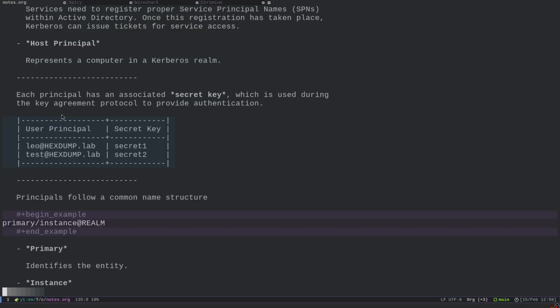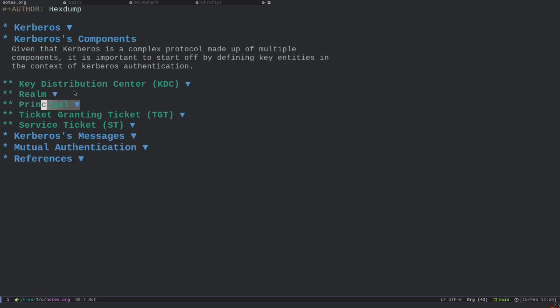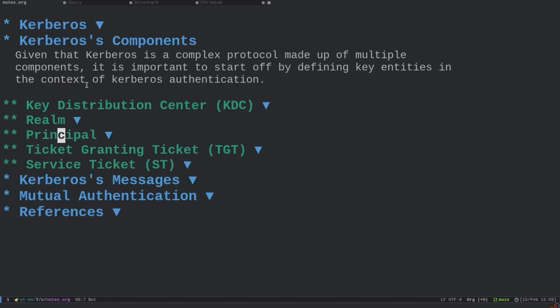So far we have the KDC, which is this centralized component that holds all the secret keys of the various entities. We have the concept of realm, which is just a set of principals. And then we have the concept of principal, which is the single entity that can be authenticated with Kerberos, so that Kerberos recognizes it as something. It could either be a user, a host, or a service. And for each entity, for each principal, Kerberos has an associated long-term secret key within the KDC.